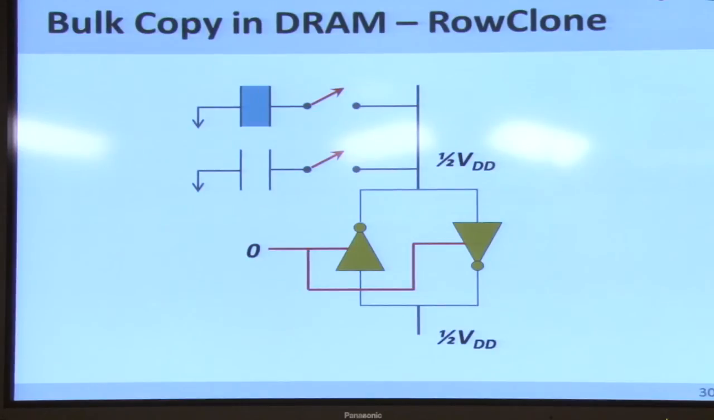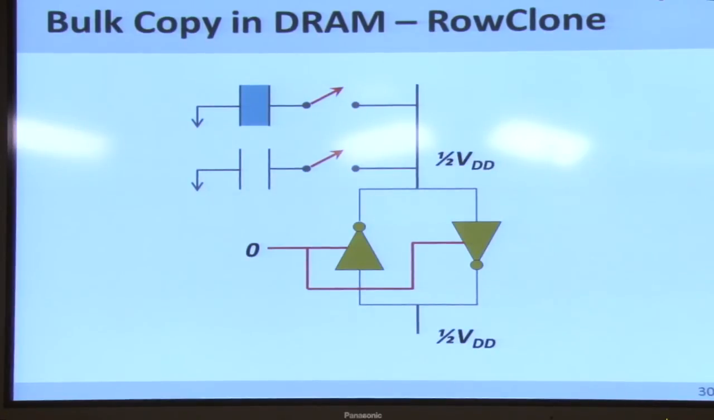How do you copy? So there's a source. Let's say I want to copy data from the top cell to the bottom cell. So first enable the switch for the one that you want to copy, and then enable the switch for the one that you want to copy into. Yeah, that's absolutely right. That's what we're going to do.